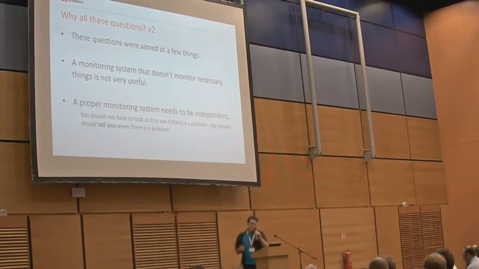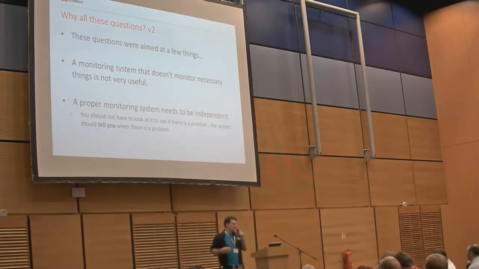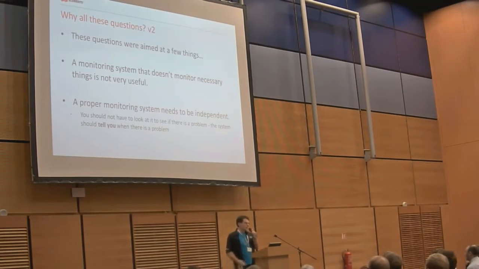So these questions were actually aimed at a few things. First of all, that the monitoring system that doesn't monitor necessary things is not very useful. Hence all of those questions, if you monitor this and this, etc. And a proper monitoring system needs to actually be independent, which means that you should not even have to look at your monitoring system unless there is a problem. The system should tell you when there is a problem, and you should look at it only when there is a problem. The monitoring system that you constantly have to look at and constantly have to monitor, so monitoring the monitoring system, that's not a thing that you want to do.